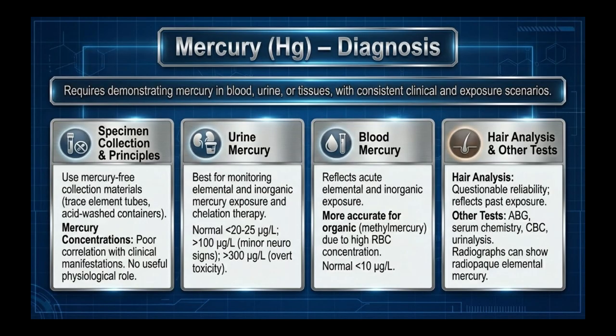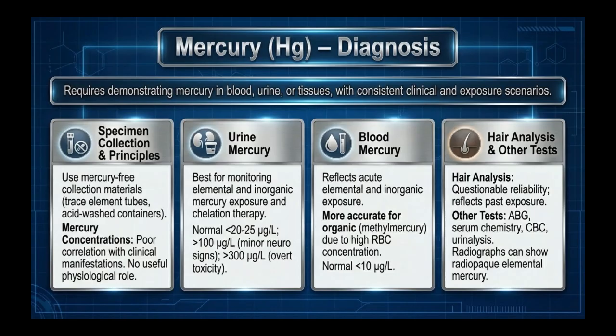The diagnosis of mercury poisoning relies on demonstrating the presence of mercury in blood, urine, or tissues in conjunction with consistent clinical signs and exposure history. It is crucial to use mercury-free collection materials, which are usually provided by the laboratories conducting the tests. Whole blood samples should be collected in trace element tubes, while 24-hour urine collections are preferred over spot samples and should be stored in acid wash containers. There is often a poor correlation between mercury levels in blood or urine and the clinical manifestations of poisoning.